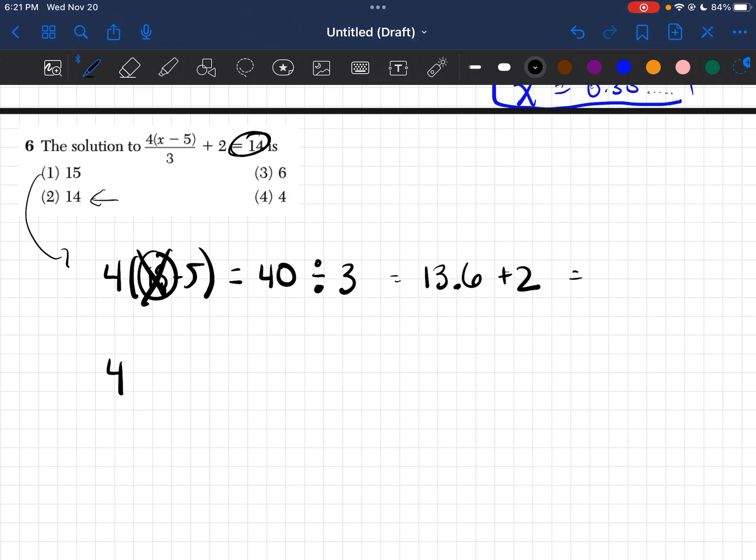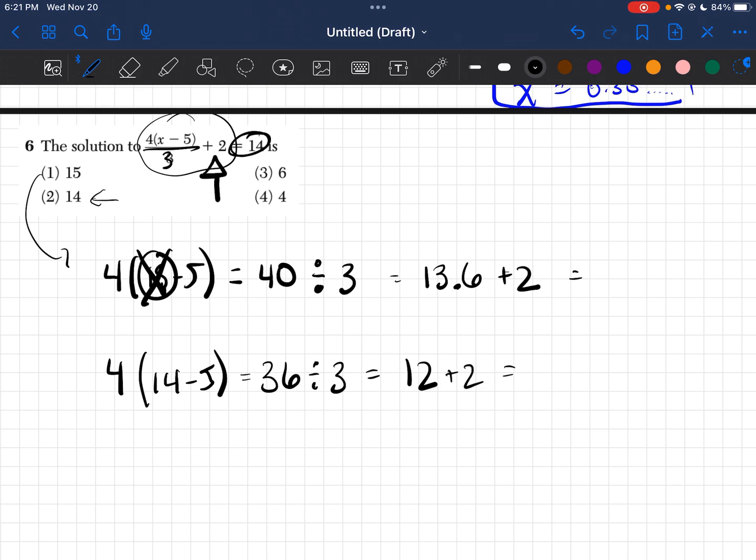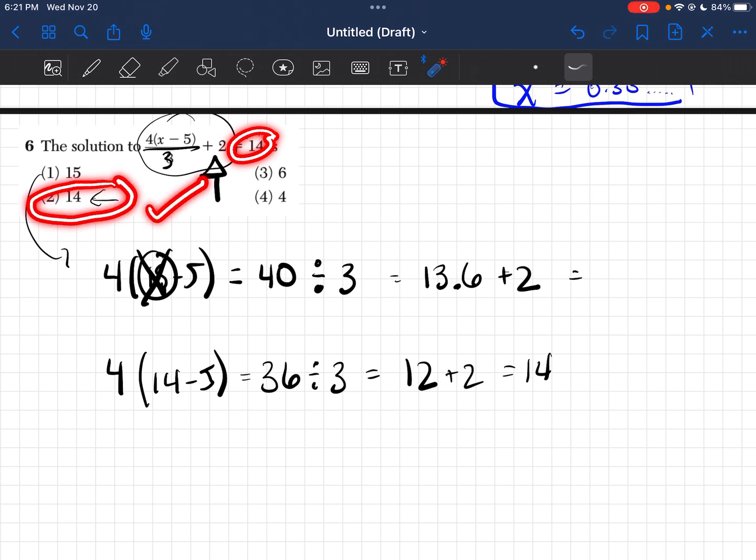Again, I'm going to do exactly how it's written in the problem and see if my answer is 14. So 4 times 14 minus 5. If I put that into the calculator, I get 36. Then I'm going to do my next step of divide by 3. And when I do that, I get 12. And then finally, I'm going to do the last step of plus 2, and I do get 14. That is the answer given to us in the problem, and this is the one that makes it work. So another way to solve this problem.